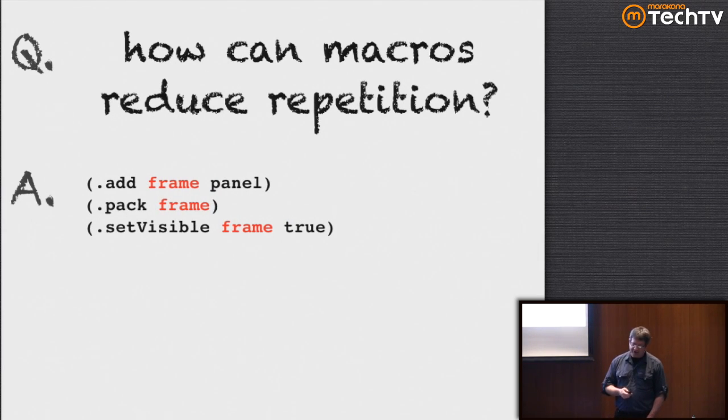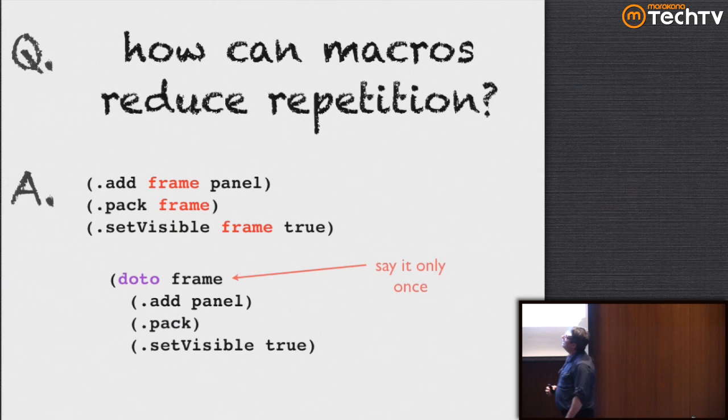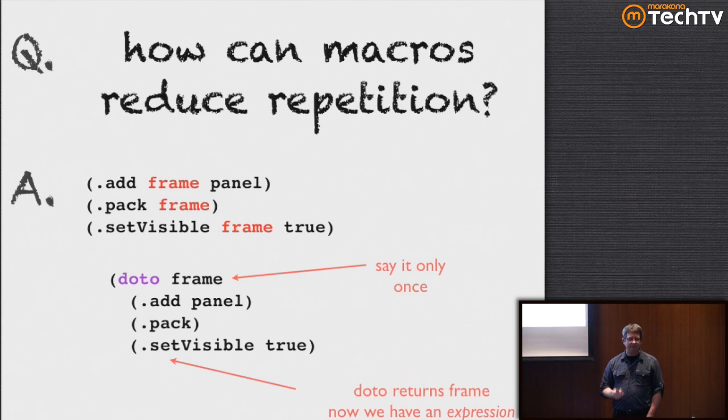So for example, let's say that I want to build a Swing application in Clojure. And I've got a frame, I want to add a panel to it, I want to pack the frame, and I want to set its visible property to true. That's how you'd write that code in Clojure, but it's annoying that that frame thing keeps showing up over and over again. That duplication is annoying. And so we can stamp that out.